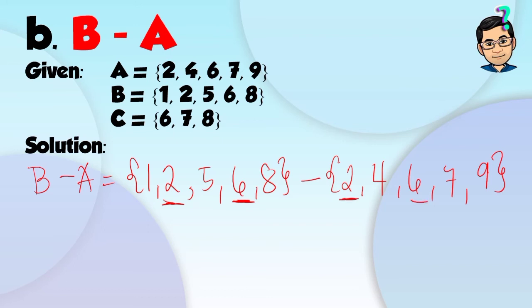Kaya lang, kung kanina ang sagot natin is yung mga elements ng A, ngayon, yung mga natirang elements ng B ang magiging sagot natin. Yun ang 1, 5, and 8, na wala dun sa set A. So, 1, 5, 8 ang magiging final answer natin.